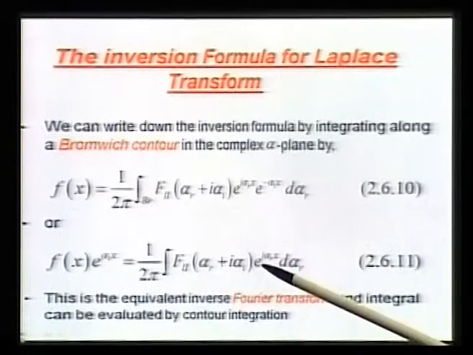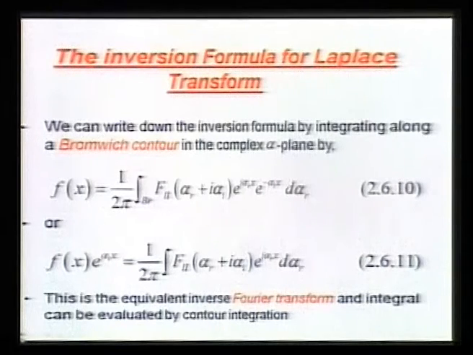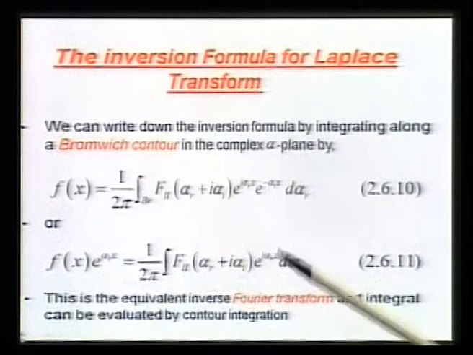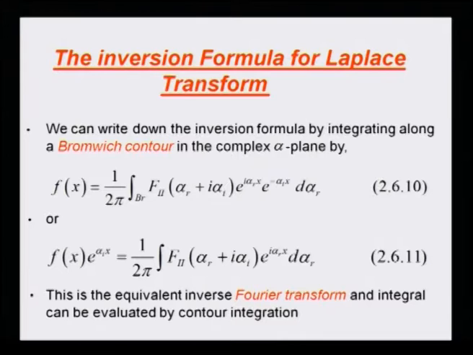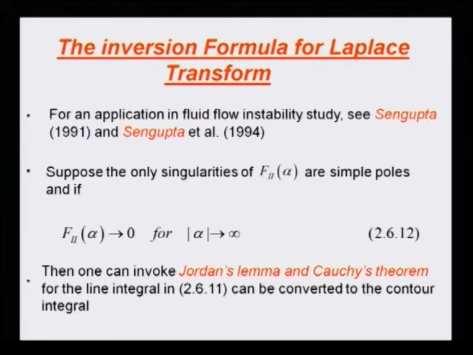Now, this is nothing but your usual Fourier transform, except that this argument is complex. Unlike in Fourier transform, the argument is the real frequency, circular frequency. Here it is a complex frequency. Okay. So, we discussed how we could use this.